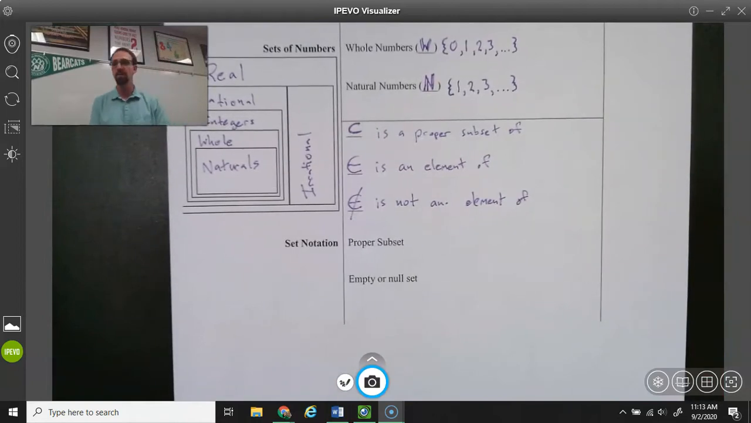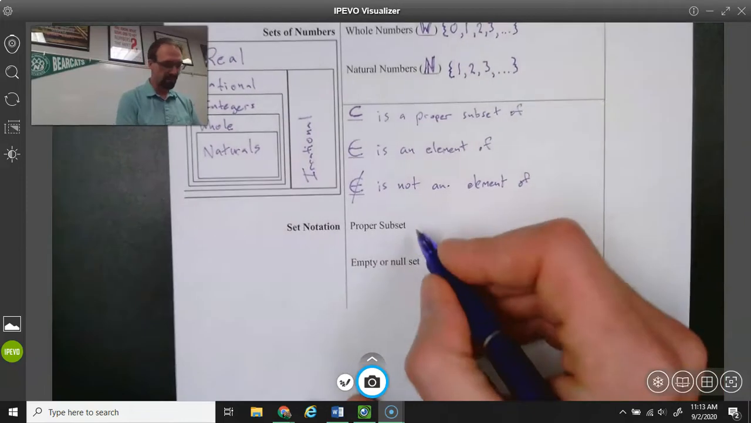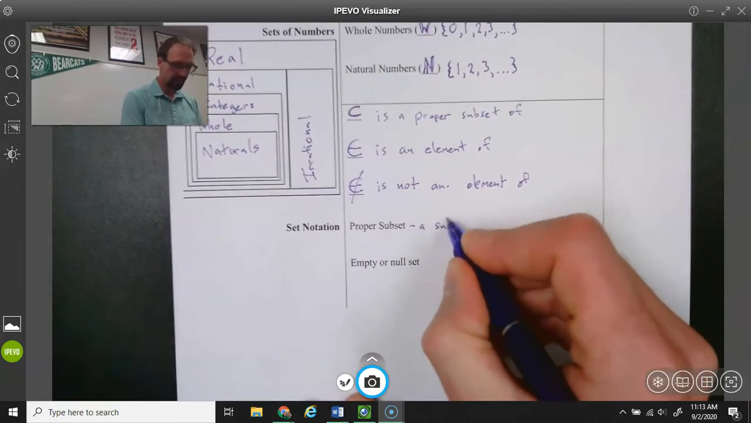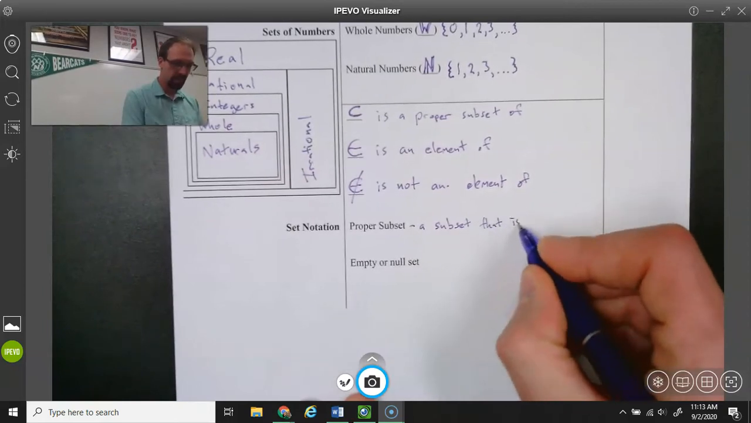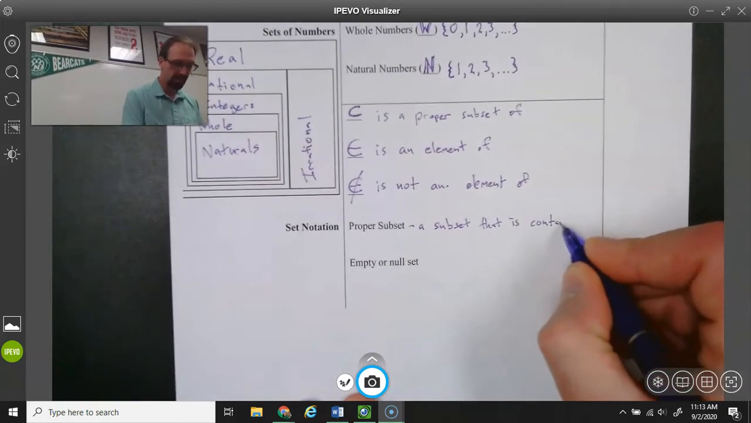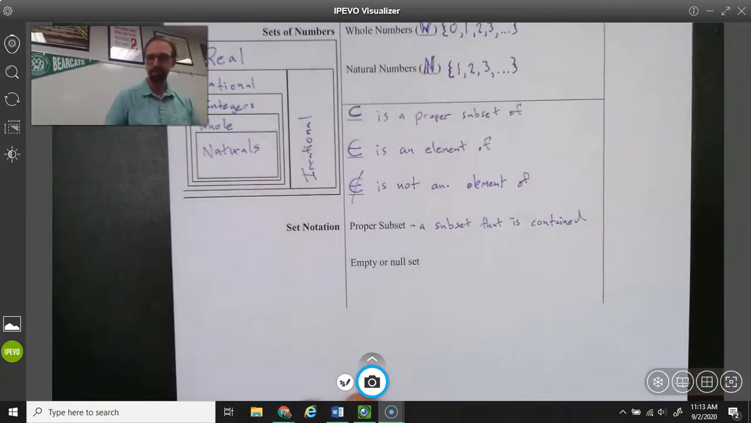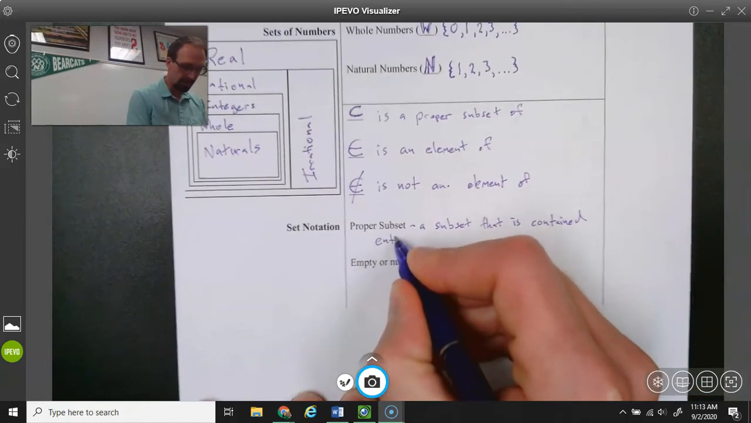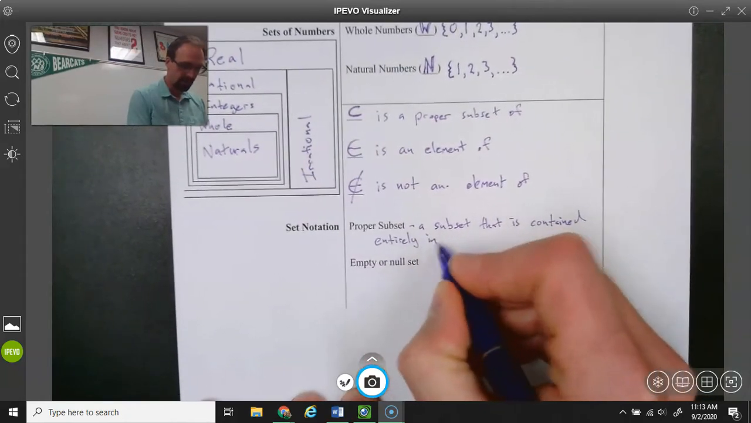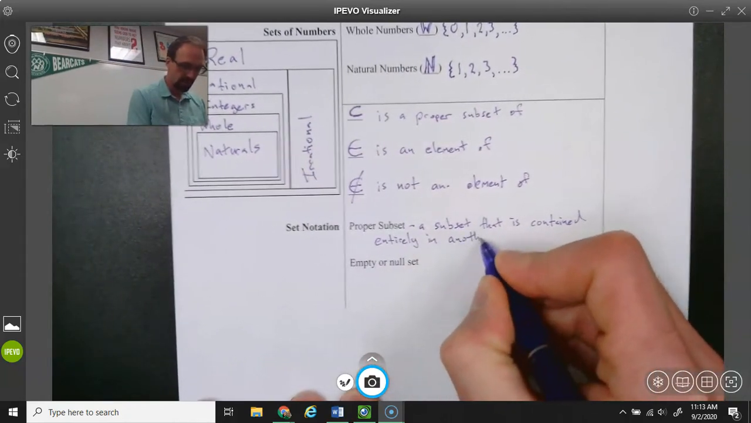For set notation, we have proper subset. We talked about that earlier. This is a subset that is contained entirely or wholly in another set.